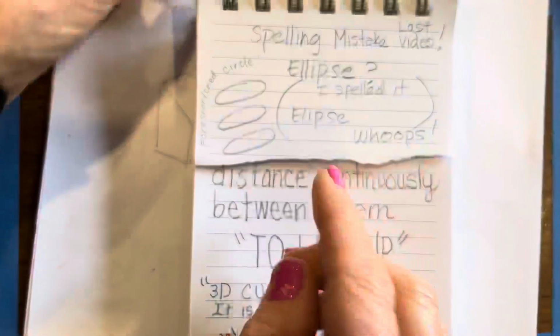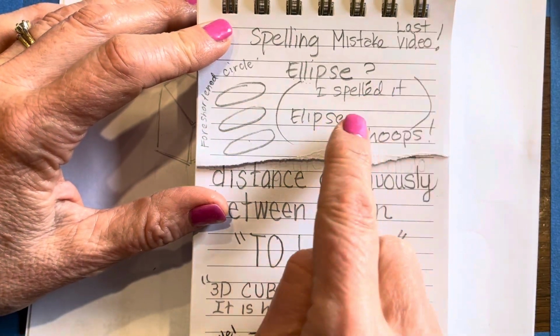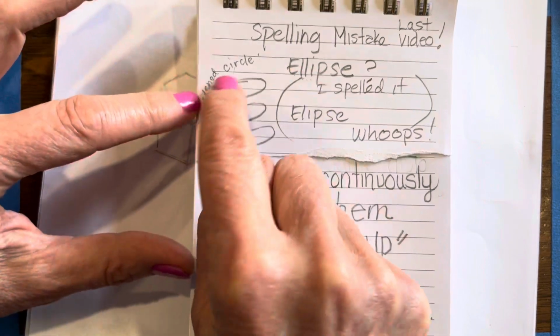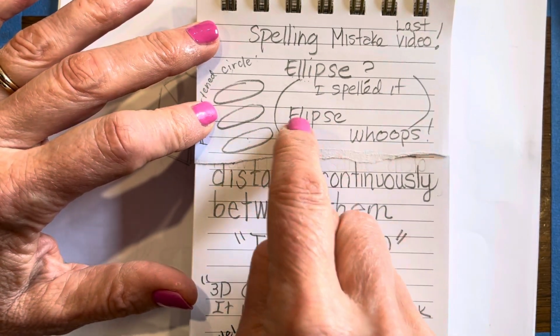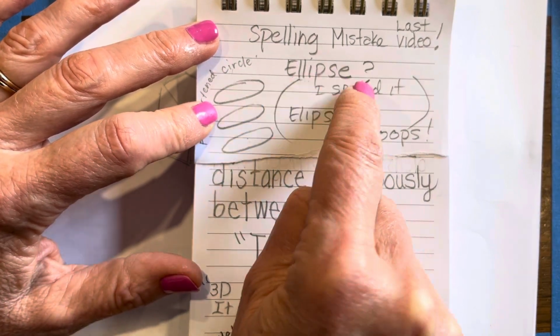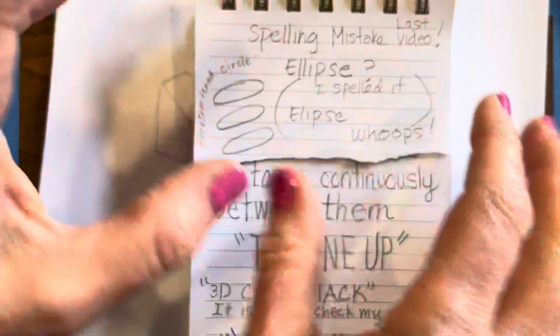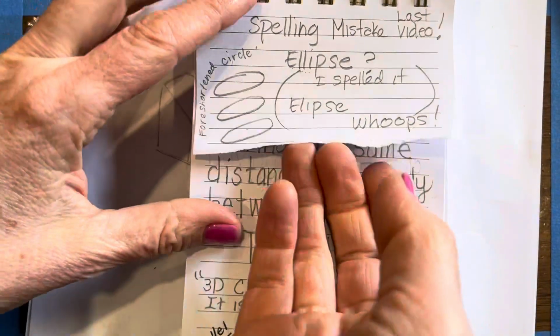And just a special note, I made a spelling mistake in my last video. Ellipse, which is a foreshortened circle, really thin and little like that. I spelled it E-L-I-P-S-E. That is wrong. It's E-L-L-I-P-S-E. Whoops.